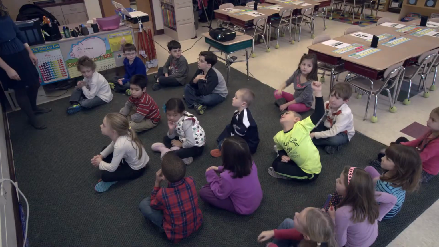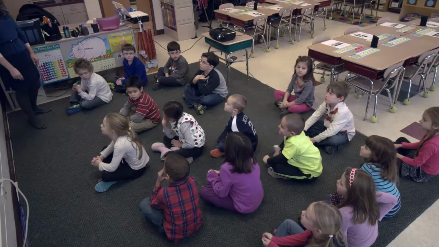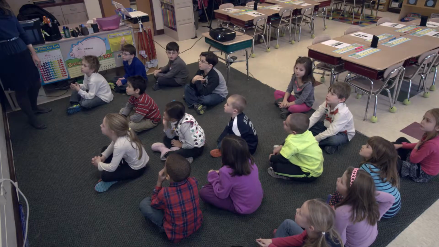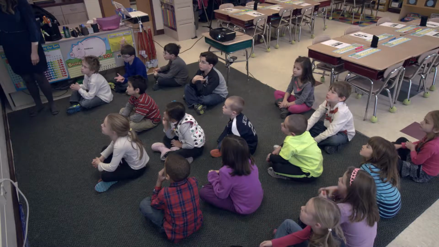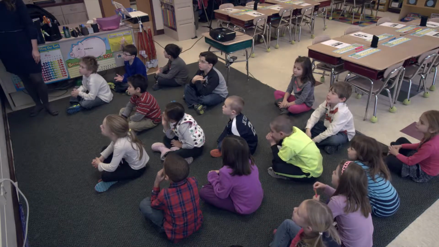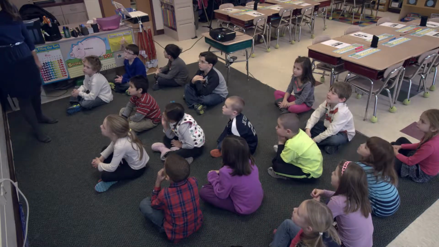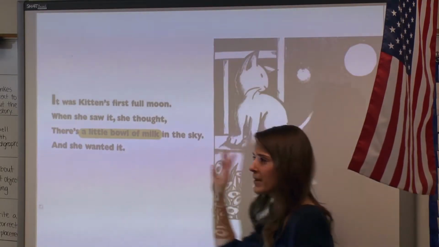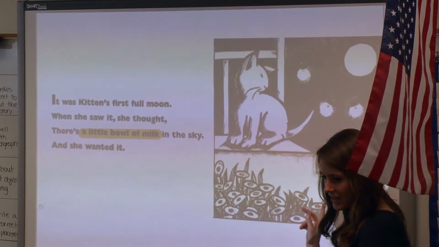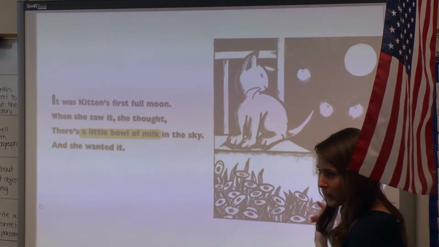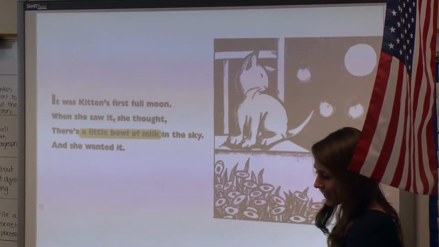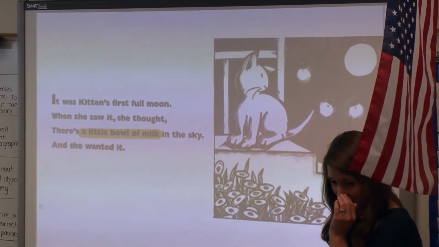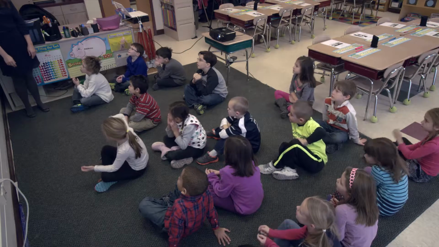Emma P? Bowl in the sky. What do the words say? A bowl of? Milk. It says that she wants a bowl of milk. So I'm just going to highlight. The words tell us that there's a little bowl of milk that she wants. Those are what the words say. But now look at the picture that Kevin Henkes drew. What does the picture tell us about what little kitten wants? Mikey? The moon. He wants the moon.